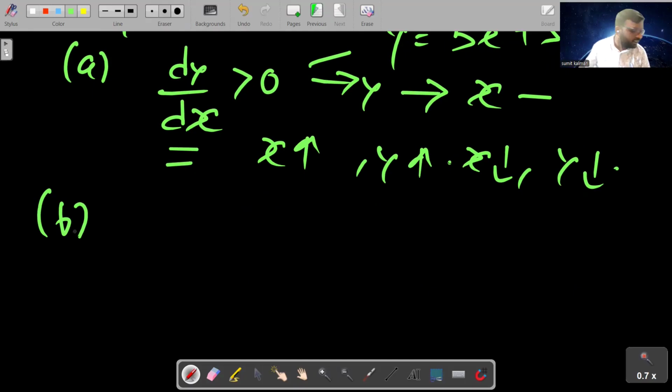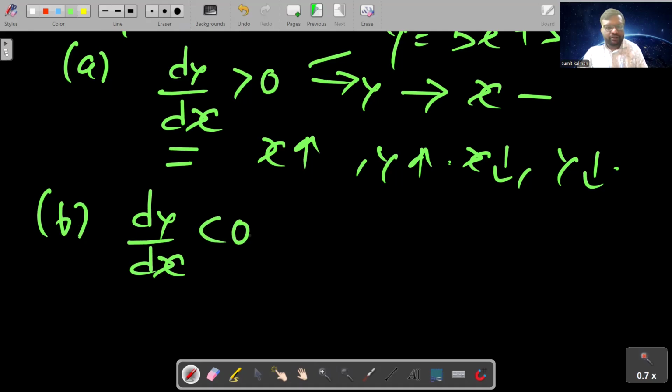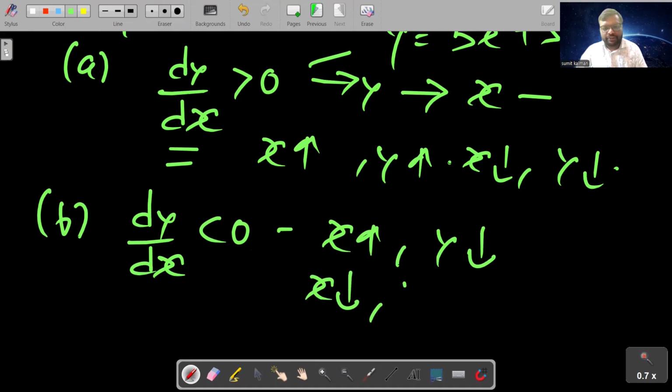b. Next is dy upon dx less than 0, means negative. Then students, in this case, y changes in the opposite way to x. For example, if x is increased, then y will decrease, and if x is decreased, then y will increase. So this is the significance of dy upon dx less than 0.